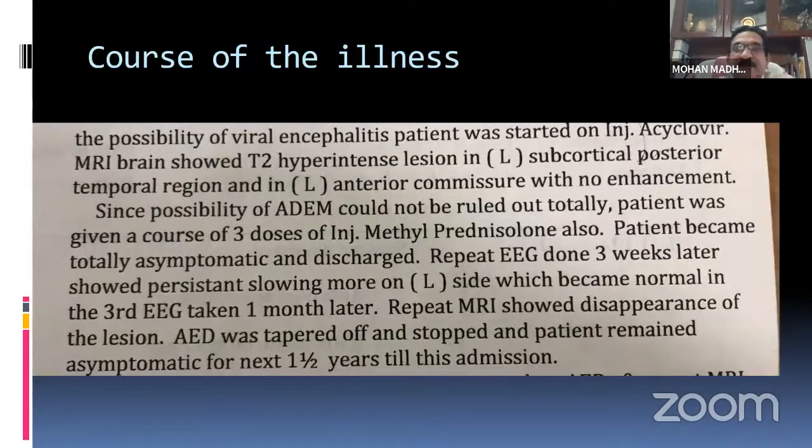So this is the course of the event. The patient became totally asymptomatic and was discharged. However, repeat EEG done 3 weeks later showed persistent slowing on the left side. That is quite unusual for me because she became perfectly normal. Still, 3 weeks later, the slowing persisted. That made me very uncomfortable. Otherwise, the patient became mentally normal. The repeat MRI showed disappearance of the lesion. The previous lesion which you saw disappeared. So anticonvulsants were tapered and stopped, and the patient remained asymptomatic for the next 1.5 years.